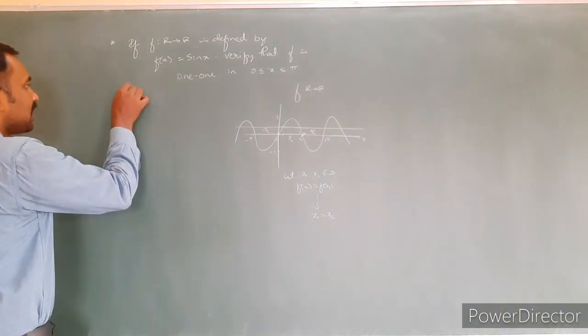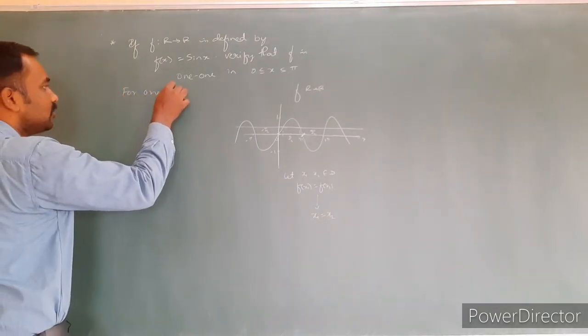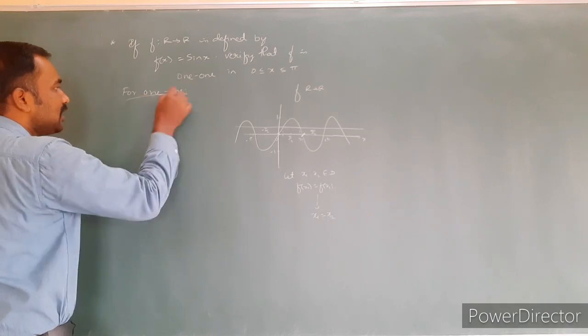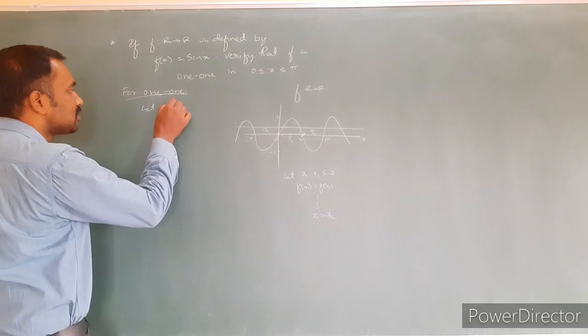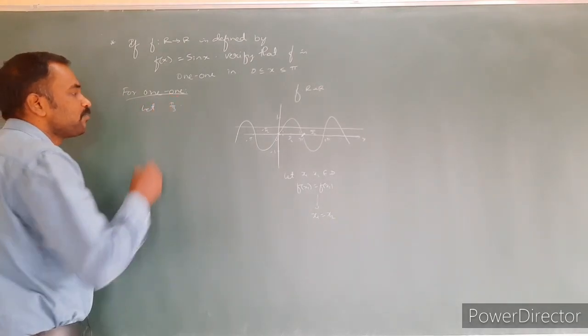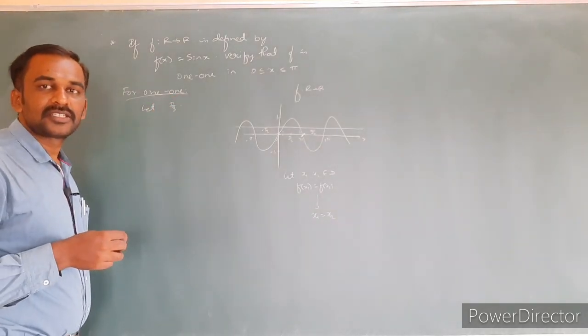For your convenience, I need to check one-one. How to check one-one? I need to consider two elements. What are the two elements I consider? For example, π/3. What is π/3? The degree measure is 60 degrees.